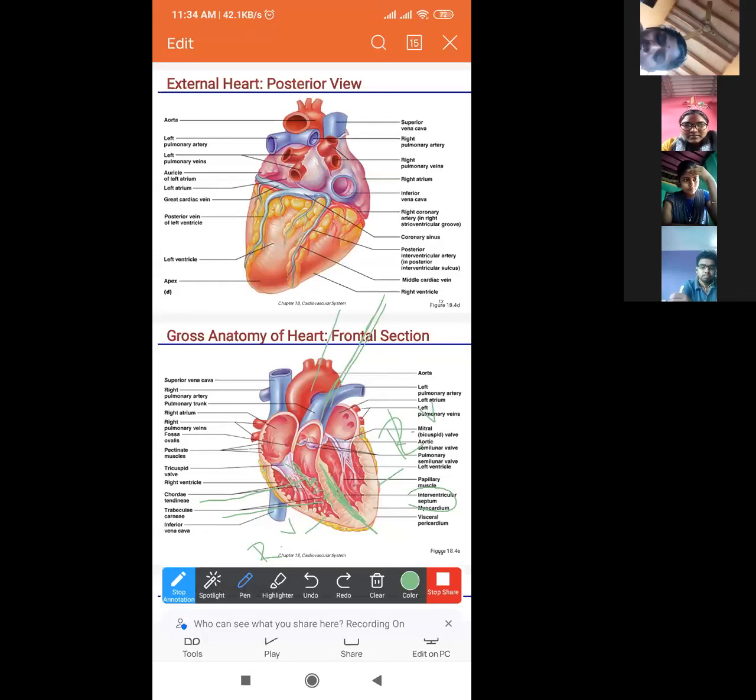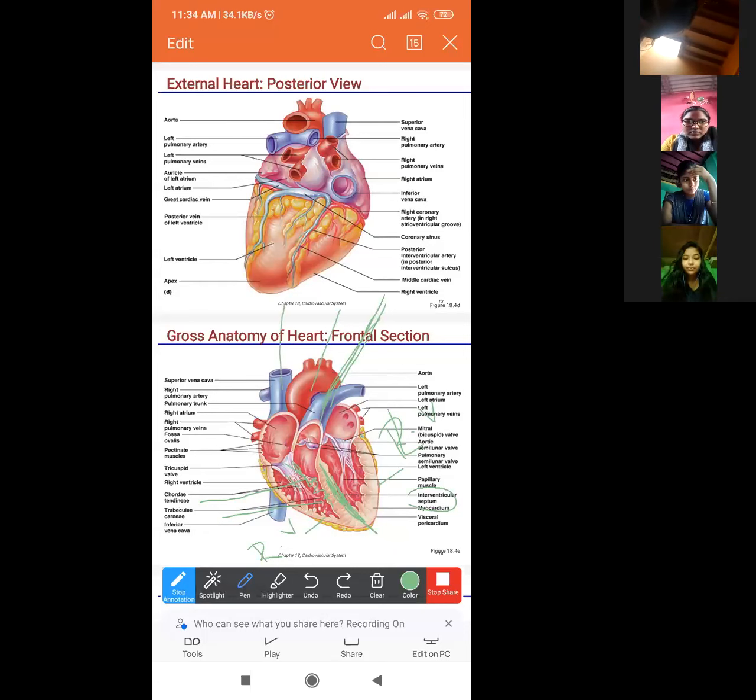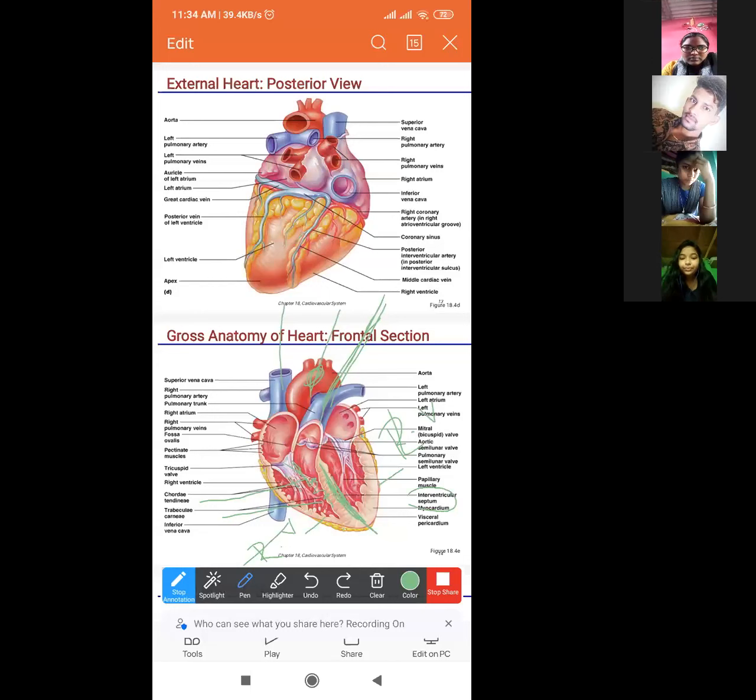Okay, pulmonary artery. She asked a question, no? Pulmonary artery, blue. This is the superior vena cava, which color? Inferior vena cava, blue color. Okay, that color you have to remember. Okay, so aorta, which color? Red color. Red color.